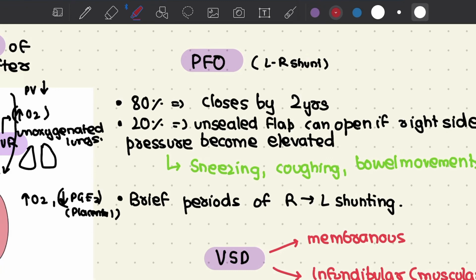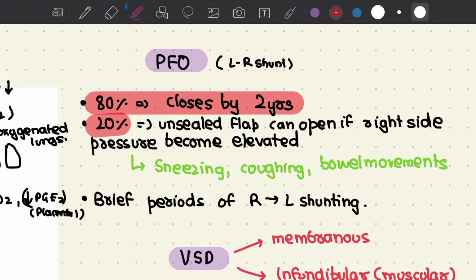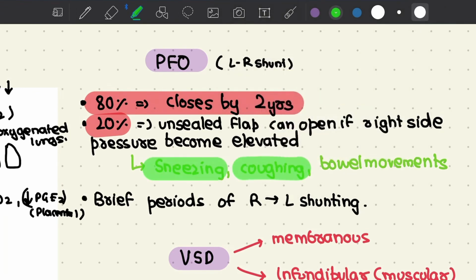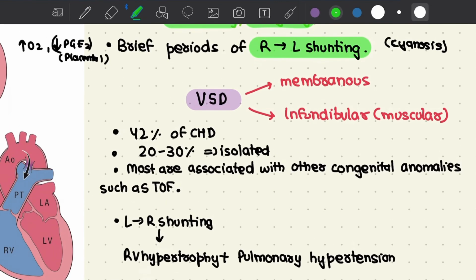In 80% of the individuals, the foramen ovale closes by 2 years, and in the remaining 20%, this unsealed flap can open if right sided pressure becomes elevated, such as in conditions like sneezing, coughing, or bowel movements. Due to the opening of the foramen ovale, there can be a right to left shunting, which can ultimately lead to cyanosis. The last of the left to right shunts that we will discuss is ventricular septal defect.